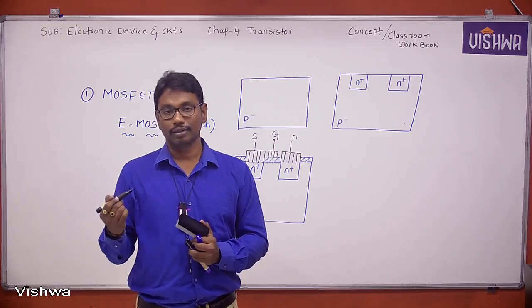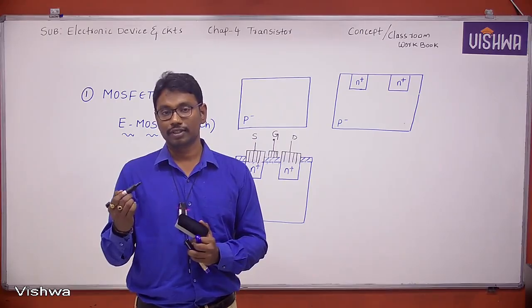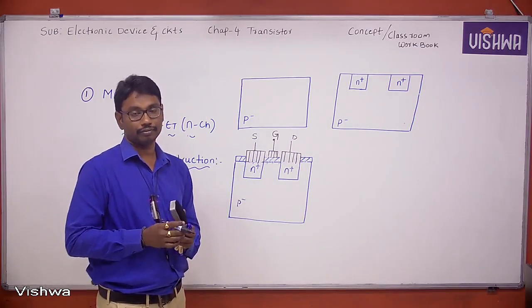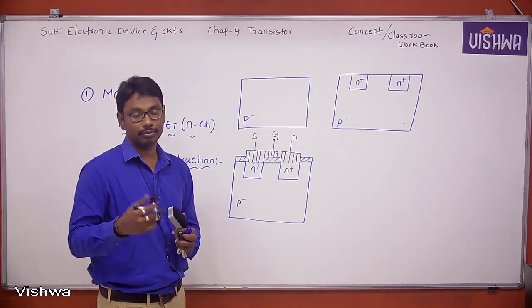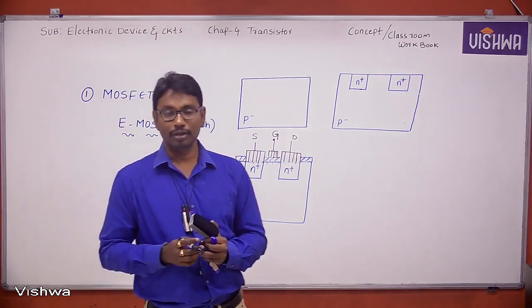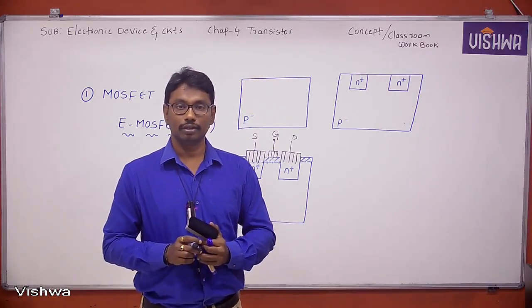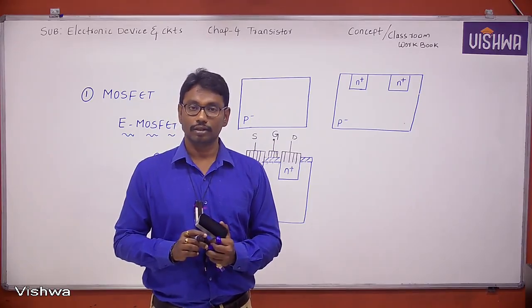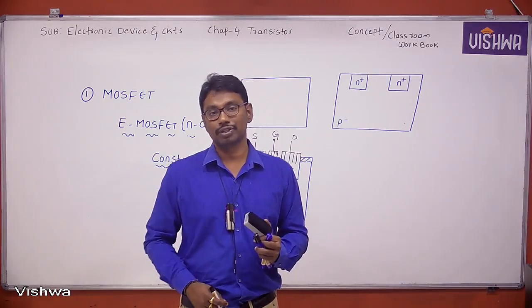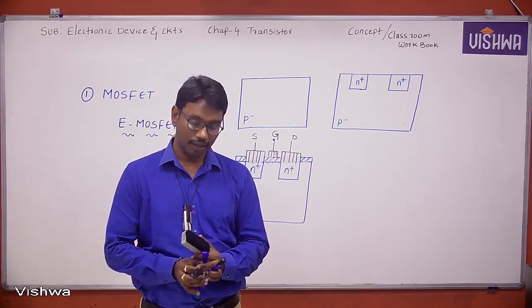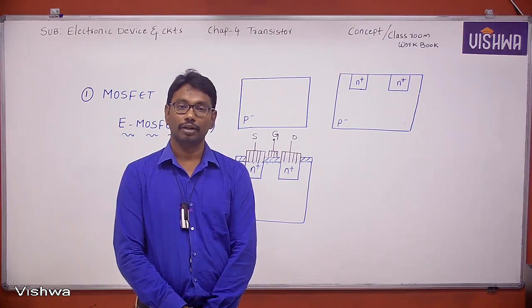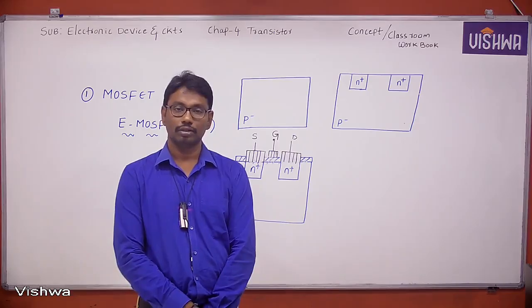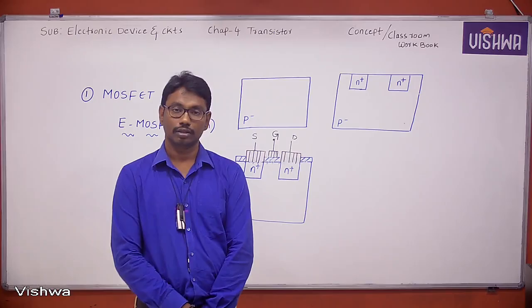And it can provide a physical connection to the source and drain. Next point: another metal is deposited on the oxide layer by using the chemical vapor decomposition method, which can act as a gate.